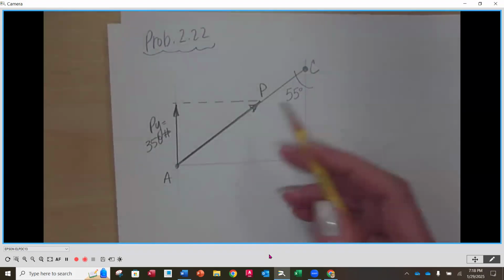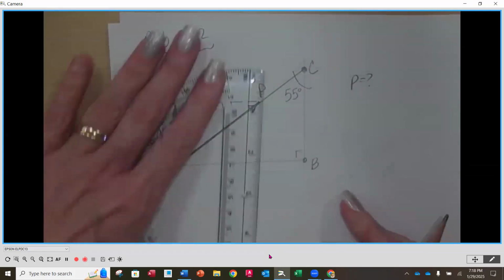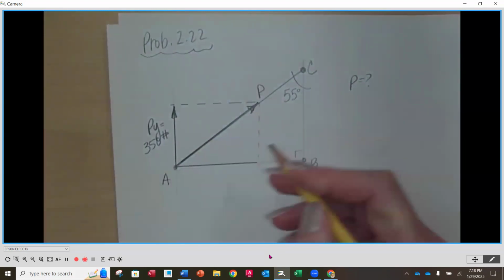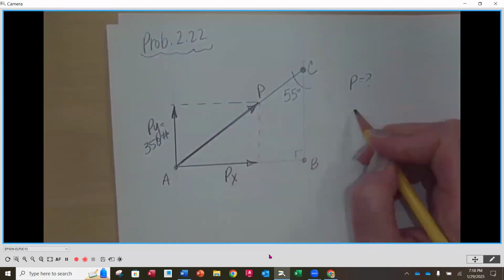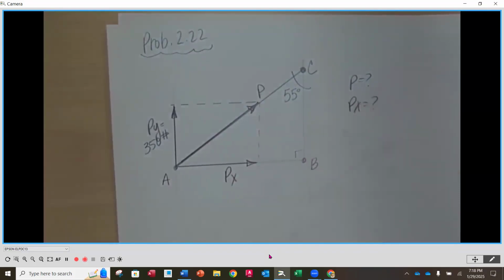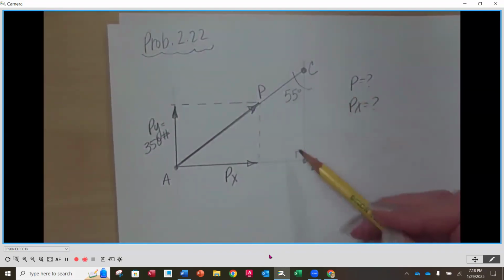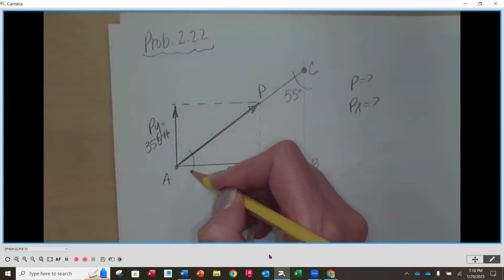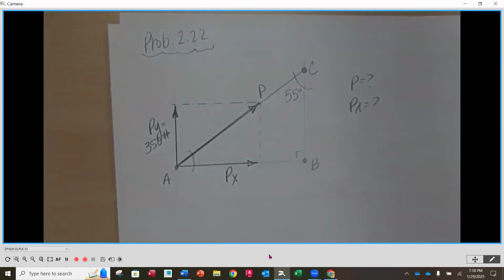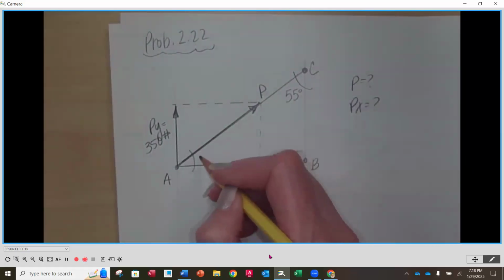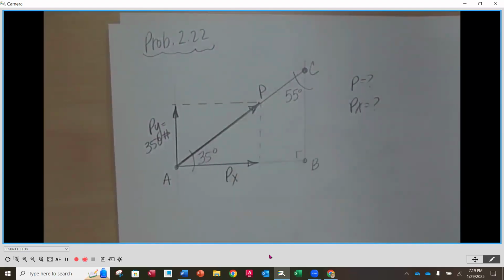You want to find P, and you want to find the X component, which would be right there. Okay. Now, we know that this angle right here is 55 degrees. We know that this is 90 degrees. What would this angle be? 55 plus what gives us 90 degrees? 35, right? 35 plus 55 is 90, plus 90, I've got 180 inside, right?